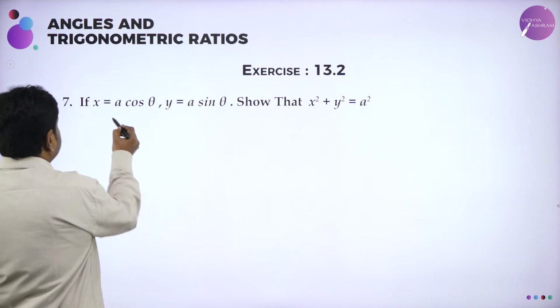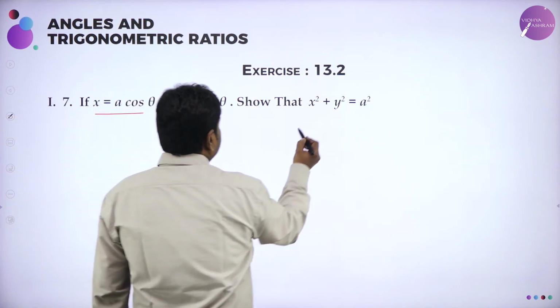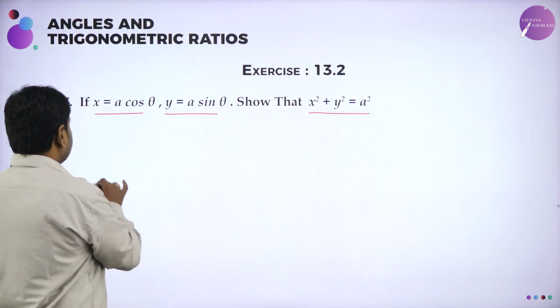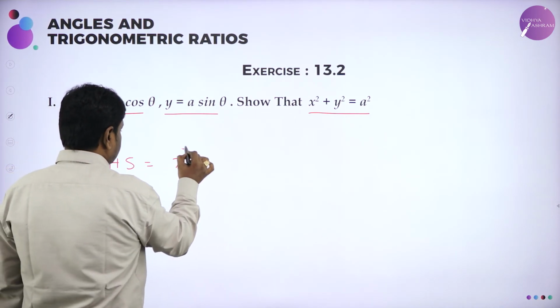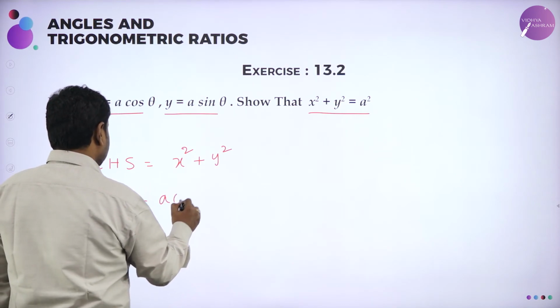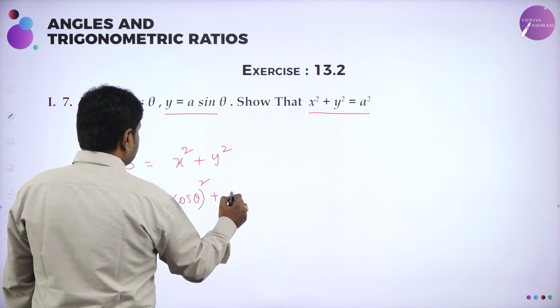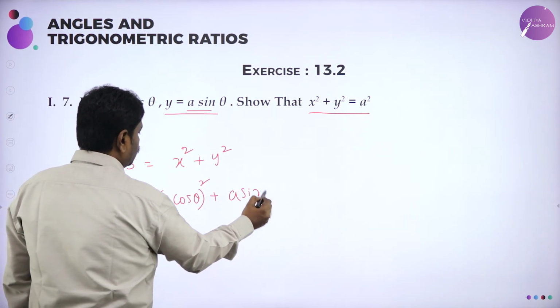Then x is a cos theta, y is a sin theta. Show that x square plus y square is equal to a square. Now consider LHS. What is LHS? x square plus y square. x is a cos theta, so it will become a cos theta the whole square, plus y, which is a sin theta, the whole square.